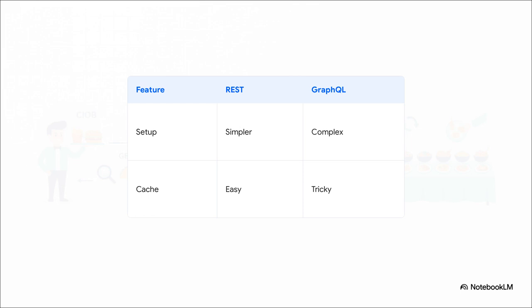GraphQL, however, offers that unmatched single request flexibility. But the cost of that flexibility is complexity. You have to define a really strict schema upfront, detailing exactly how all your data connects. Plus, there's always a risk of a client sending an insanely complex, deeply nested query that accidentally overloads your server. GraphQL really shines in complex ecosystems, especially where you have, say, web apps, iOS apps, and Android apps all needing slightly different slices of the exact same data.